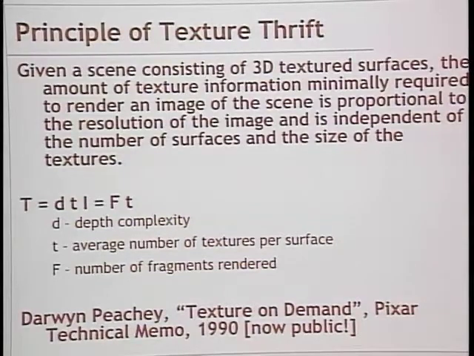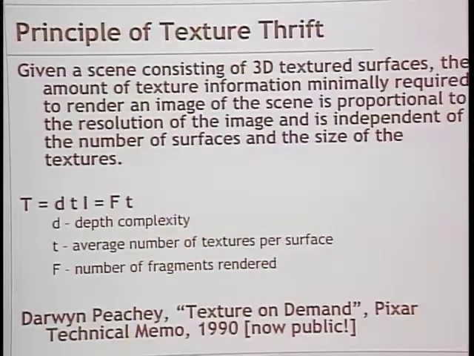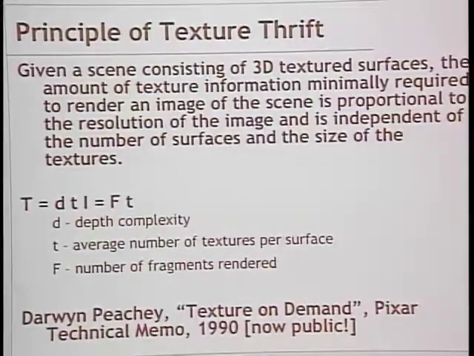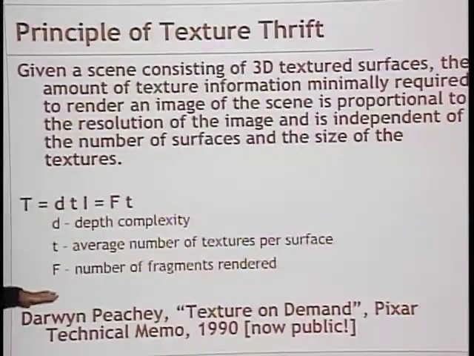So, anyway, the interesting thing here is what Peachy pointed out, this idea of texture thrift, that you can make textures as big or small as you want to. You can have as complicated or not complicated geometry as you want to. None of that matters in terms of the amount of texture that you actually use. Okay? The only thing that counts as far as what you actually use is the depth complexity of the scene, the number of textures per surface, and the number of fragments rendered. Doesn't say anything about the size of the textures. Doesn't say anything about the number of surfaces, how many objects you're doing.